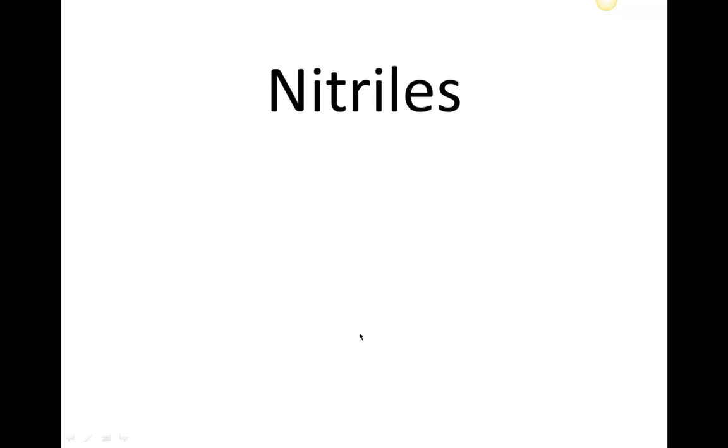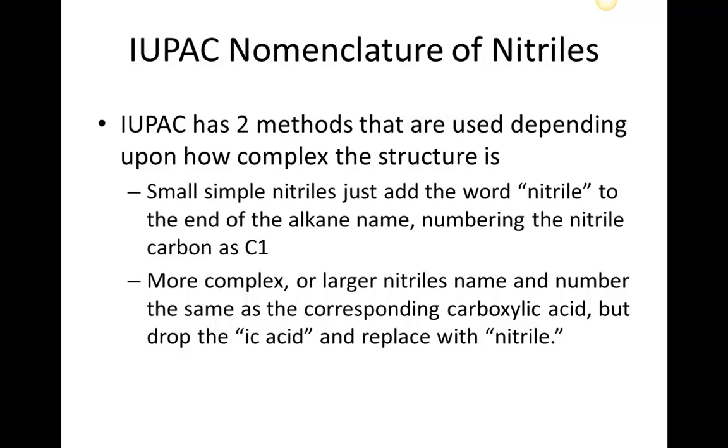This is the last part of chapter 20, and this is on nitriles. And the first thing we're going to do is talk about the nomenclature. So, interestingly, IUPAC has two different ways that they use depending on how big the molecule is or how many other things are in there.